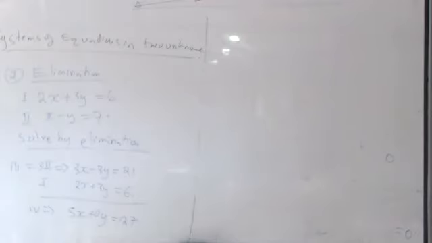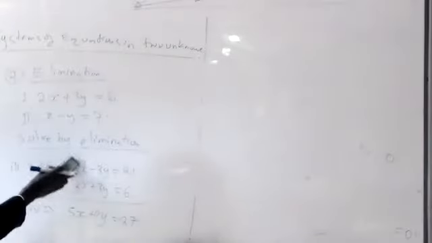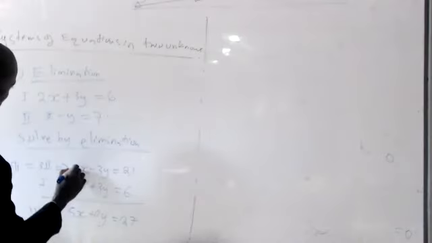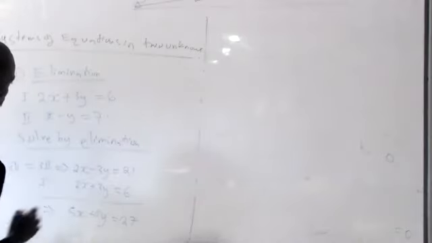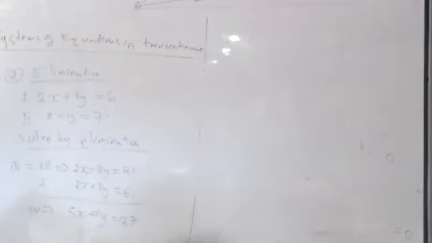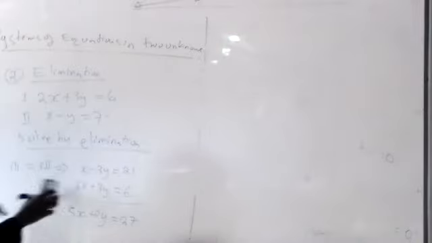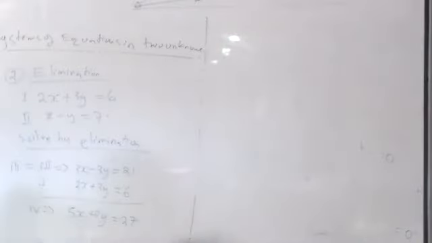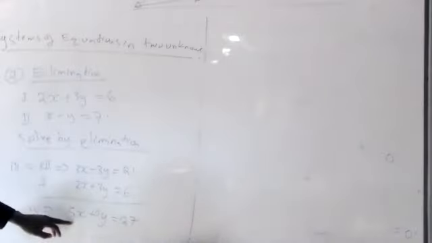Is it 27? Oh, this was 2x. Sorry, this was 2x. No, you are eliminating. You're using the 3. Okay, it's okay. Wait a minute, that should be 2x plus. Yeah, it's okay.